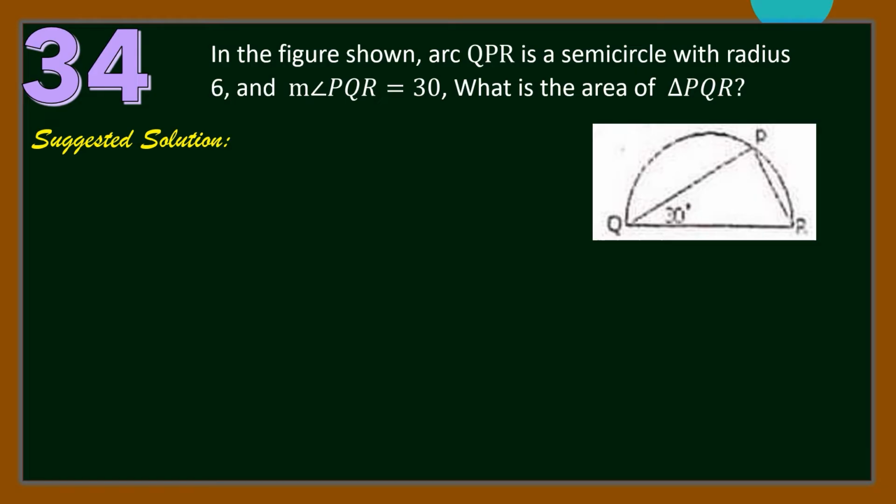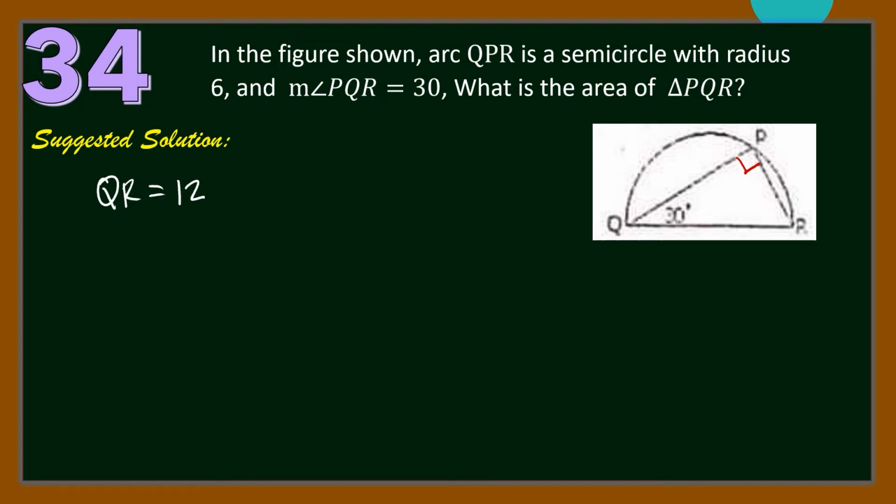Since arc QPR is a semicircle, then QR is the diameter of the circle. And since the radius is 6, then QR is equal to 12 units. Since angle PQR is 30 degrees and angle QPR is an angle that is inscribed in a semicircle, then angle QPR is a right angle and triangle PQR is a right triangle.